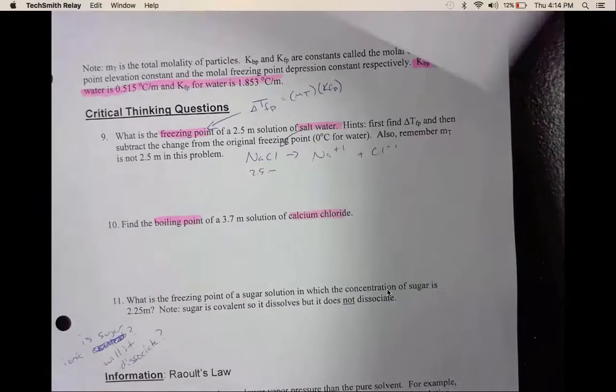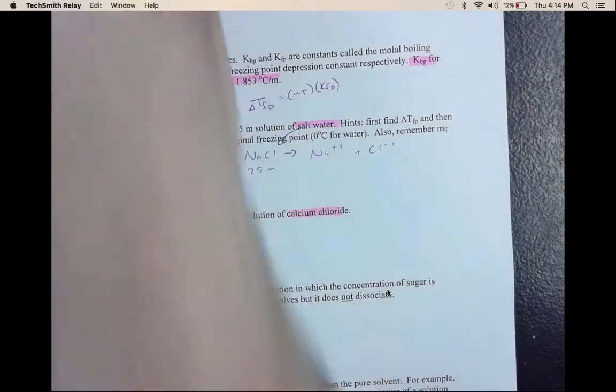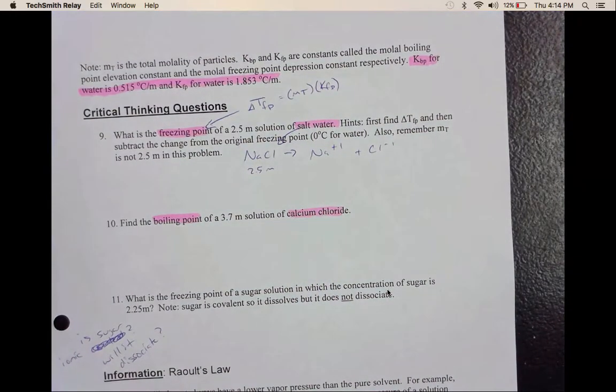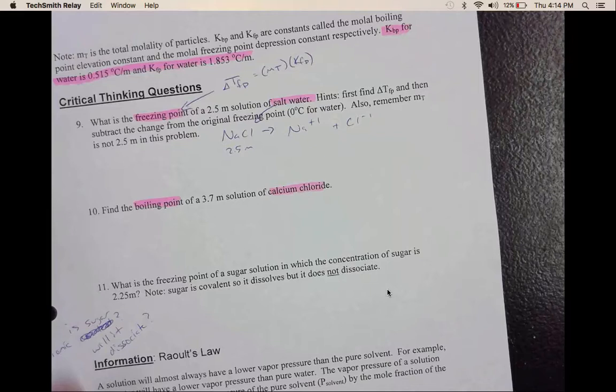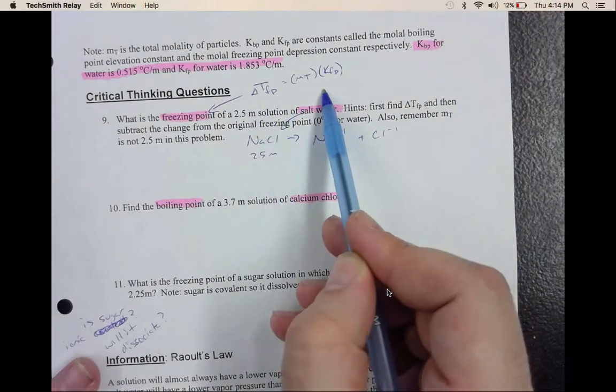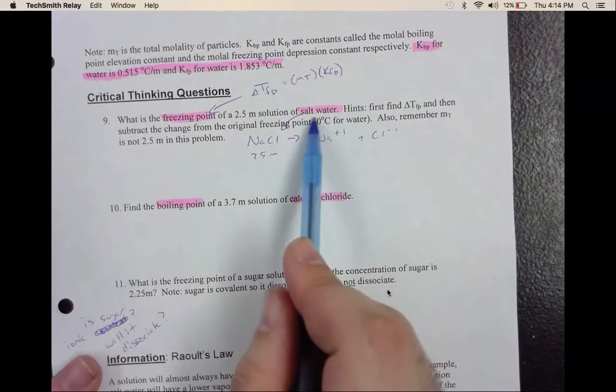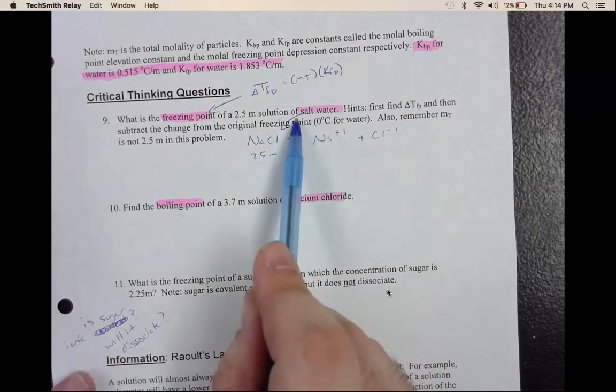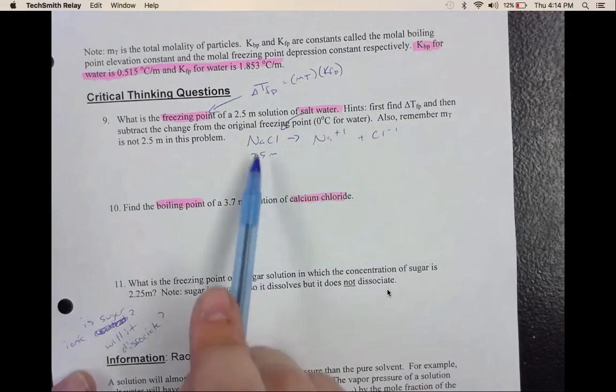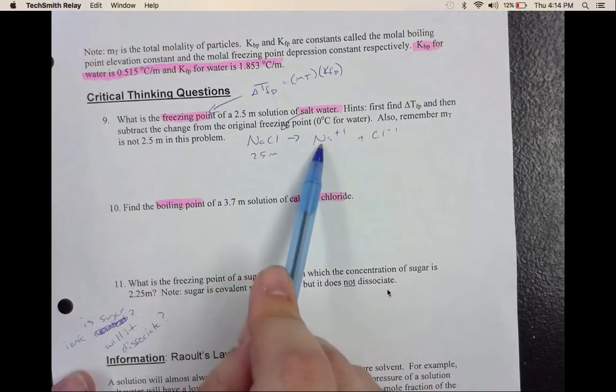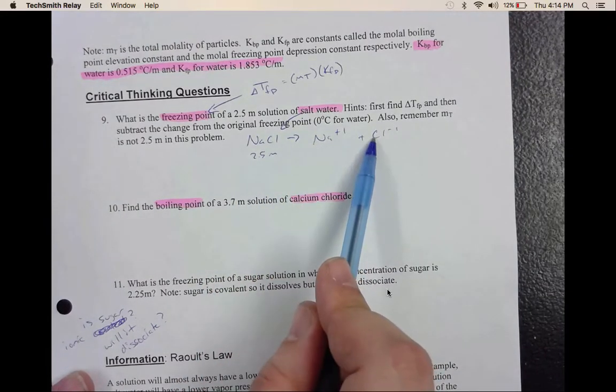So then next, we can look at question 9. Question 9 is asking us about the freezing point. So when we know we're looking at the freezing point, we're using the freezing point formula. So that is right here. Next, it tells us we're using salt water. So we know once salt gets put in water, it will dissociate. It will dissociate into Na+1 and Cl-1.